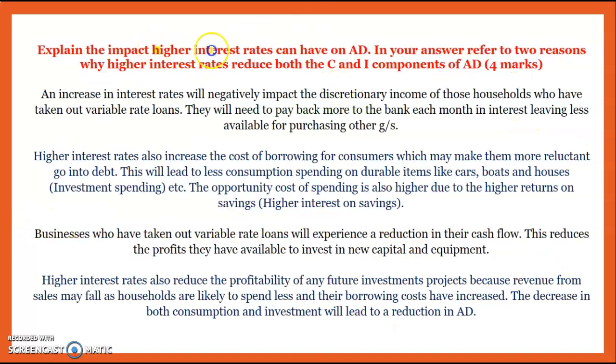Okay, explain the impact higher interest rates can have on aggregate demand. In your answer, make reference to two reasons why higher interest rates reduce both C and I. So two reasons for each of them. An increase in interest rates, the first reason it slows consumption spending is consumers have less discretionary income. So what that means is people that have variable rate loans will now be paying more off their mortgages, which leaves them less money to spend on other goods and services. So that's your first reason. So there's a mark in it for that.